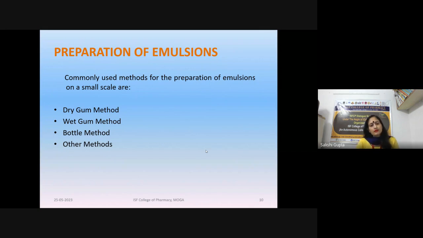And next is the bottle method. In case of the bottle method, generally we use it for volatile oils, right? Here we take the measured quantity of the oil in a large bottle and the measured quantity of the gum is placed in that and the bottle is shaken well, right? And afterwards we will add the measured quantity of the water at once and shake the bottle vigorously. The preparation will be ready. We have to label it, dispense it properly, right? Some other methods which are used for the preparation of emulsions may include hand homogenizer and Silverson mixer homogenizer.